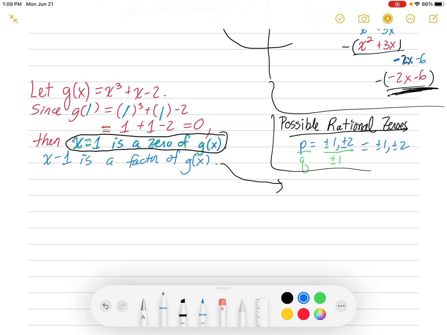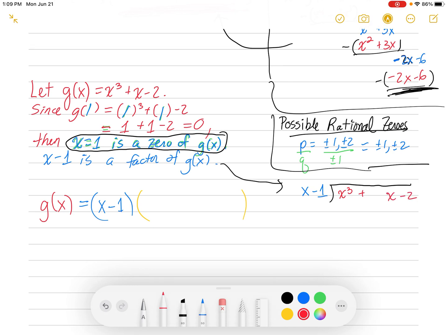So now we're going to do some long division. We know that g of x is going to factor into x minus 1 times something else. What color? Yellow. We have to figure out what goes in yellow. So I'm going to do a long division here. I'm going to take x minus 1 and divide that into the g of x function. What was the g of x function? It's the red one, x cubed plus x minus 2.